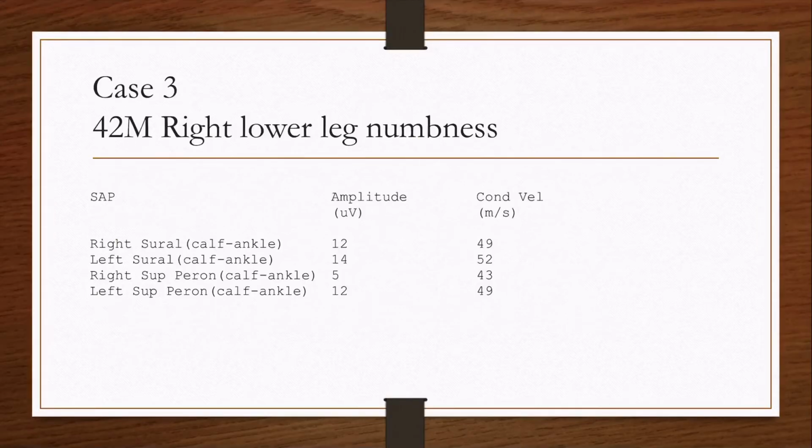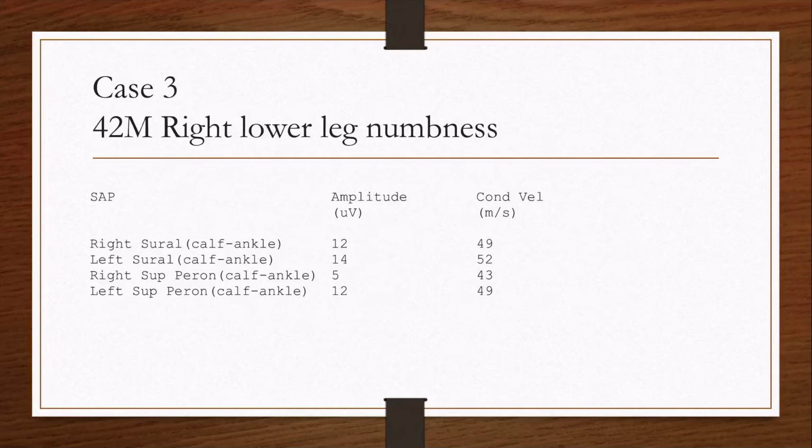Let's have a look at case 3 now. A 42-year-old gentleman with right lower leg numbness. So we're going to work through the sensory nerve action potentials first, because we need to differentiate whether we're dealing with a peripheral neuropathy or something more proximal. And so let's go through this line by line.